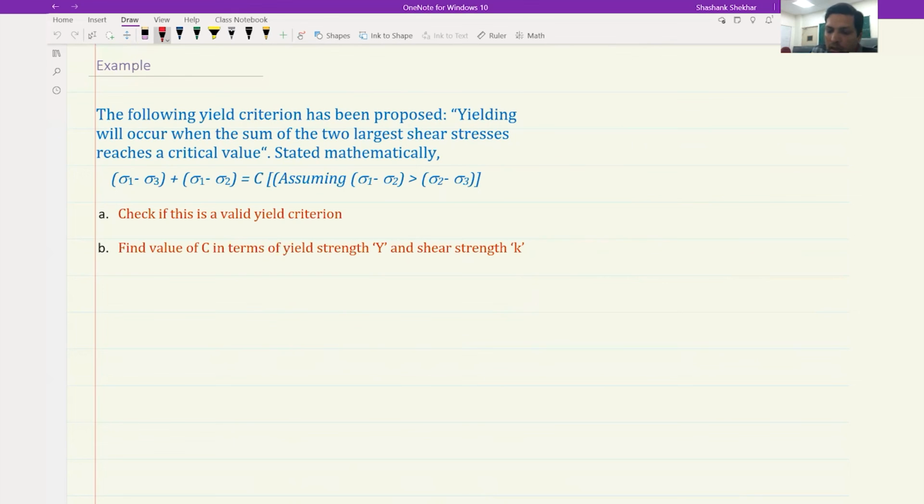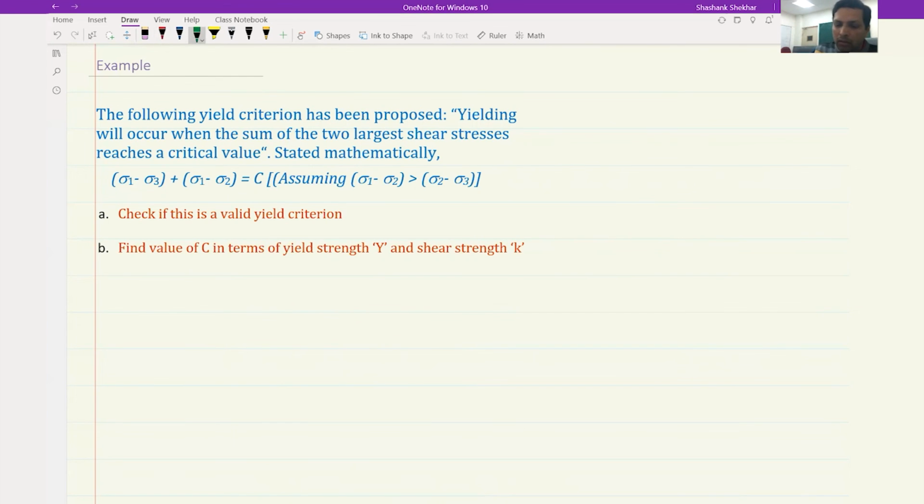If you want to state it mathematically, you can write it like this: sigma 1 minus sigma 3 plus sigma 1 minus sigma 2 is equal to C, where C is some critical value that it must reach, and it is a constant. What we are assuming is that these are the two highest shear stresses, meaning the third one, sigma 2 minus sigma 3, is lower than the other two. Sigma 1 minus sigma 3 has to be the highest. These two are the other two lower ones, but of these two, it is known that this one is higher than this. And therefore, this is your equation.